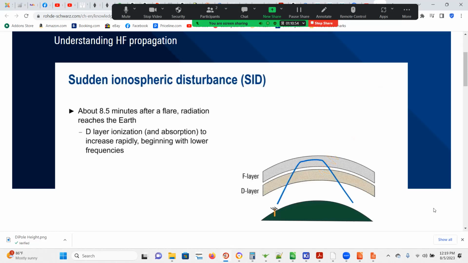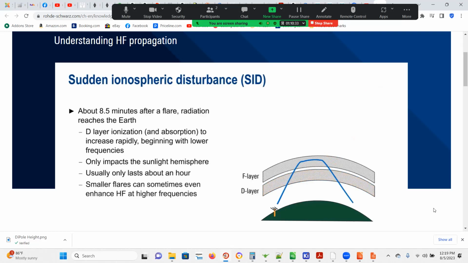This radiation causes D-layer ionization, and hence D-layer absorption, to increase rapidly, starting at the lower frequencies and moving upwards. The affected frequencies are often almost completely blacked out. Fortunately, a sudden ionospheric disturbance only impacts the sunlit hemisphere, and tends to last a relatively short time, typically an hour or so. And in some cases, smaller solar flares can actually enhance HF propagation by increasing ionization at higher frequencies without a corresponding increase in D-layer absorption.